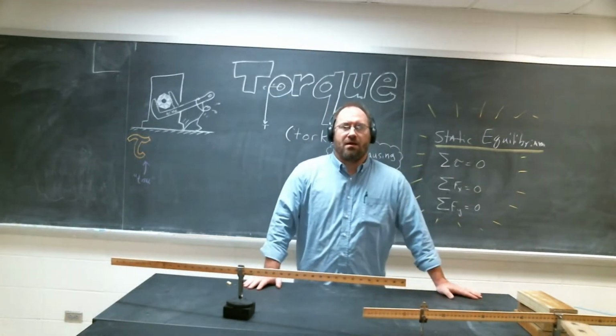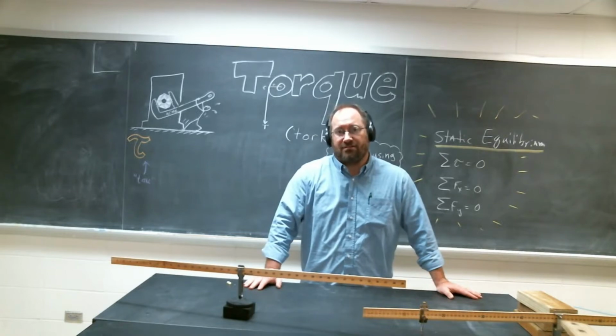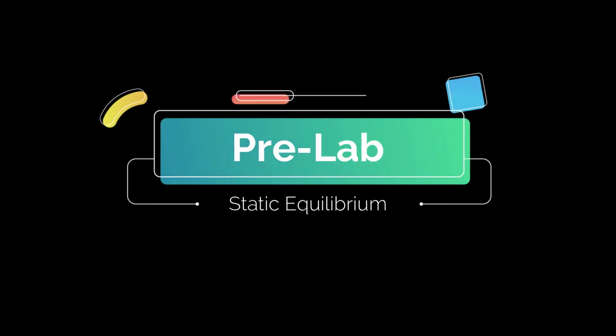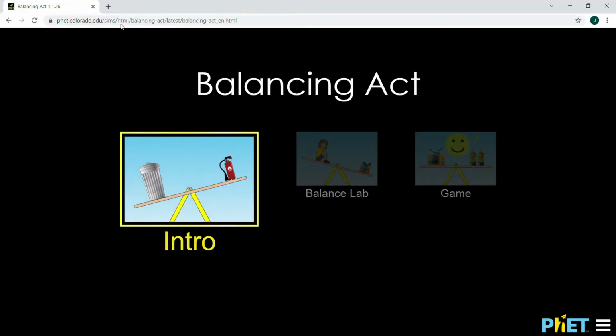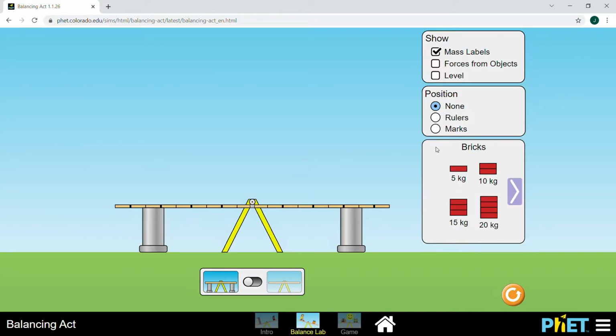Okay, but before we dive in a little bit deeper on that, let's take a look at this week's PreLab activity. In the PreLab, we're going to go into the interactive simulations with PHET. You see the balancing act has three options: the intro, the balance lab, and the game. We're going to go for the balance lab. Double click on that to bring up the workspace.